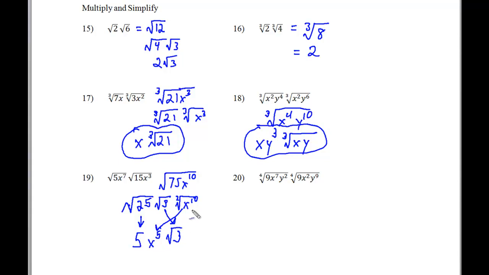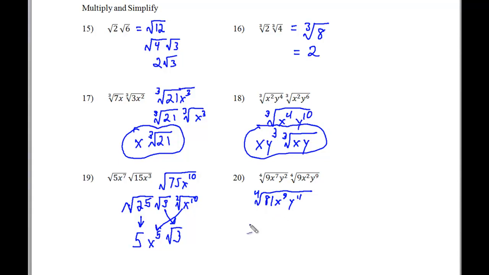Okay, finally problem number 20 here. That will end our little work session. We're going to multiply all these together under the 4th power here. So 9 times 9 is 81. Sorry about that. Nothing was writing there. 9 times 9 is 81. X to the 7th and x squared is x to the 9th power. Y to the 2nd and y to the 9th is y to the 11th power, which means that now we get to play with removing the 4th here.